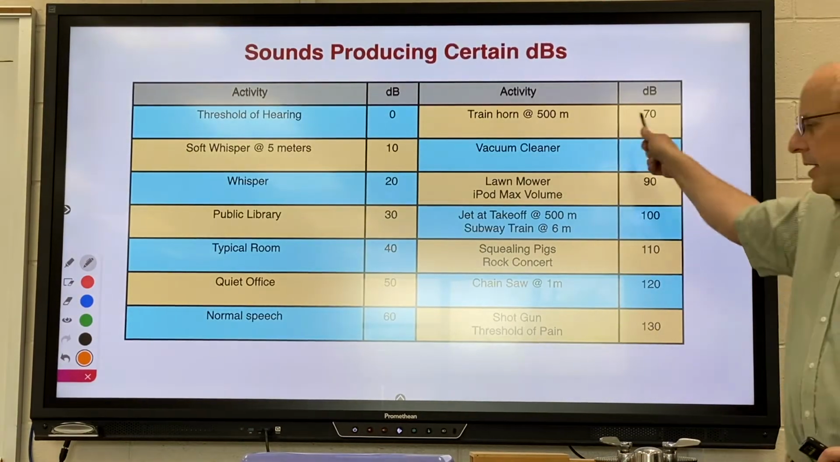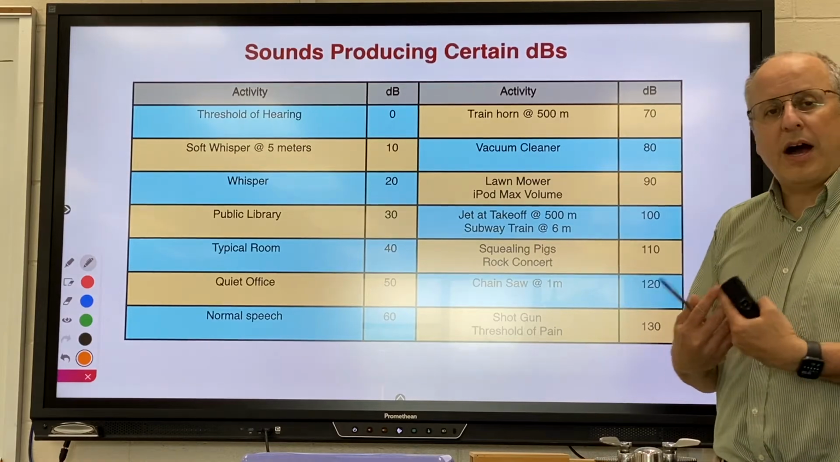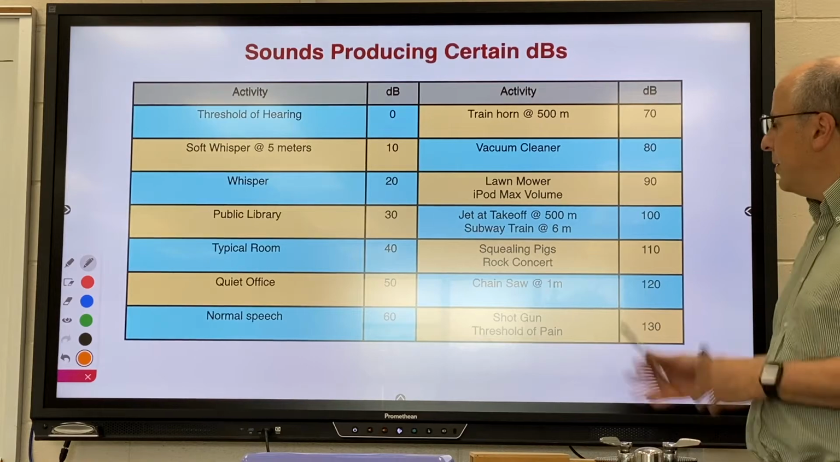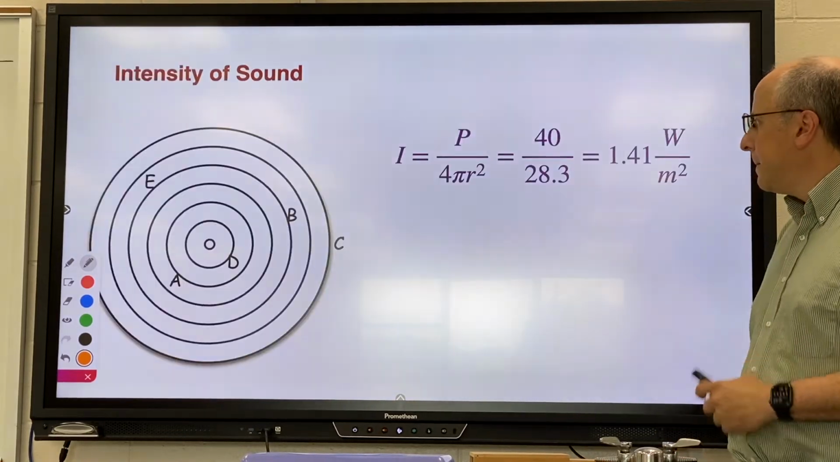Okay, so we have a chart here. I think I showed this before. These are showing you common decibel readings for some sounds that you might be able to relate to. So it's a good idea, if you haven't already, to make sure you have this chart.